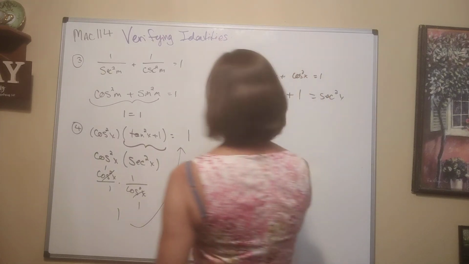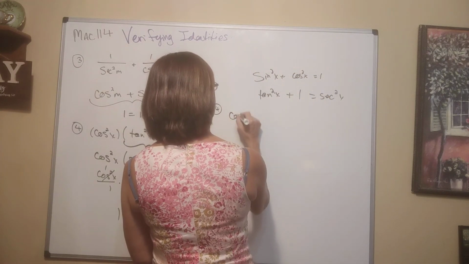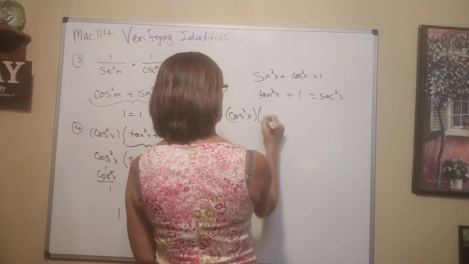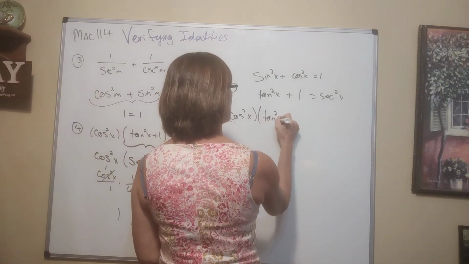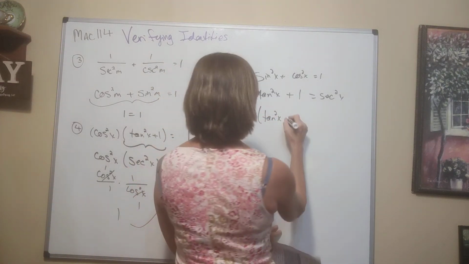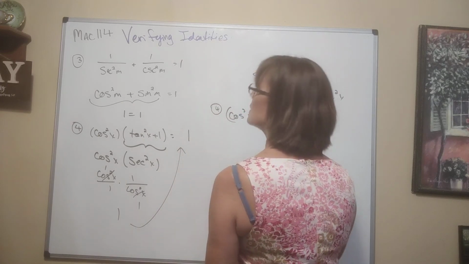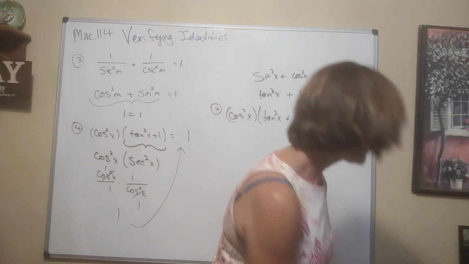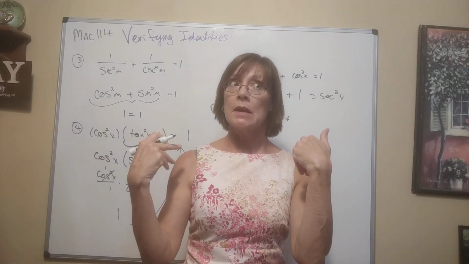If we've got the cosine squared of x times the tangent squared of x plus 1. Wait, that's what I just did. Oh, we're through with number 4. We're going to take a break because obviously I need one.